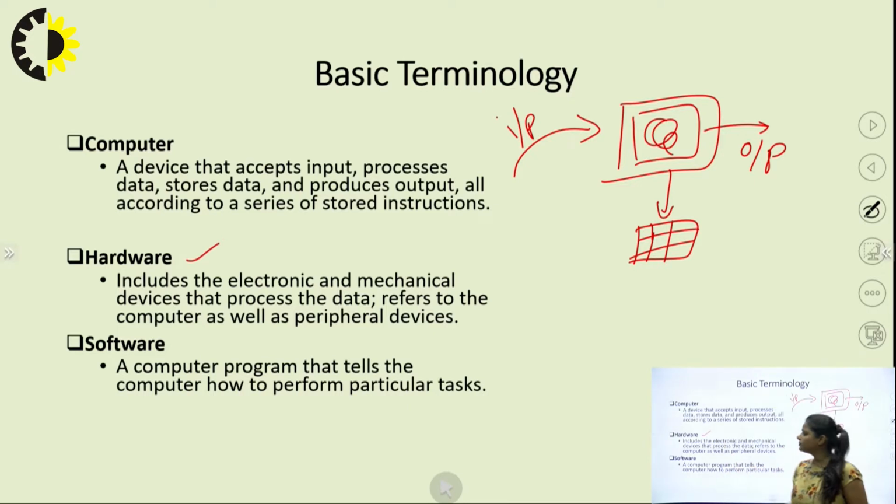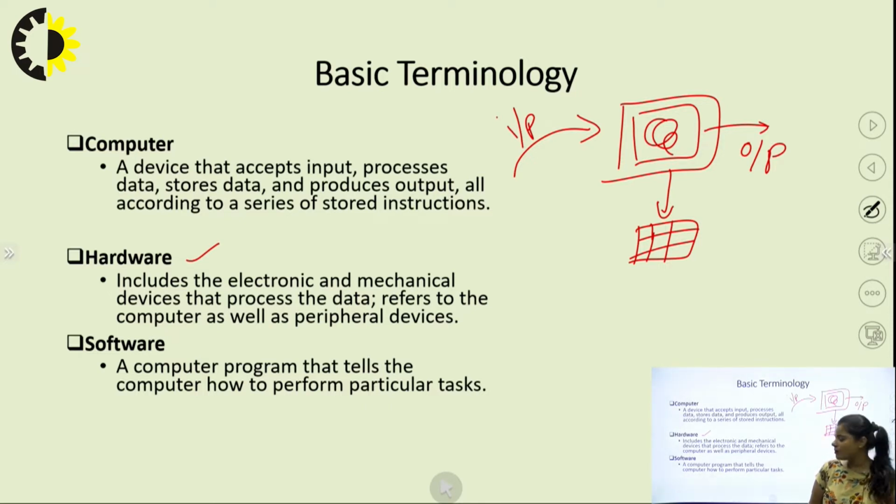What is hardware? We all know that hardware basically includes the electronic and mechanical devices that process data, and refers to the computer as well as peripheral devices. This can be a hardware, or this can also be a hardware. Anything which is in electronic or mechanical form, we always call hardware.